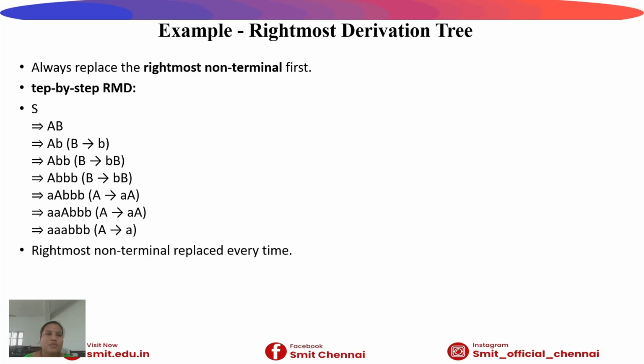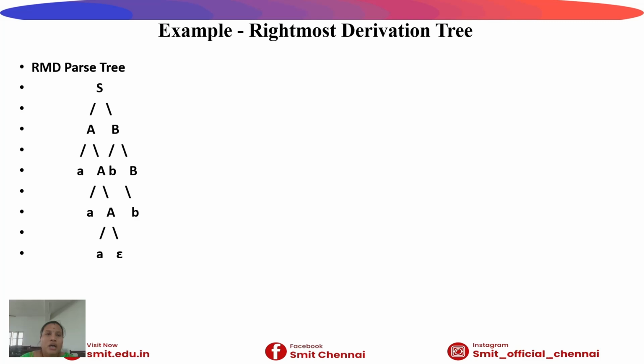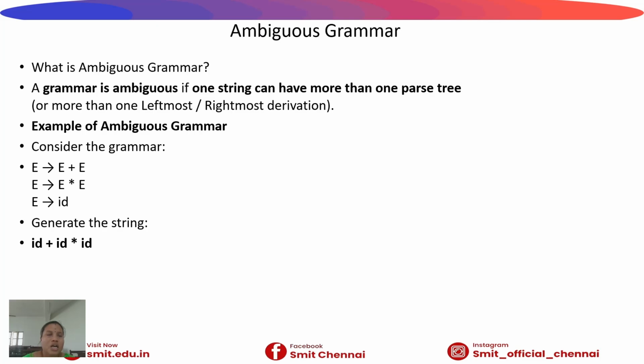For the rightmost derivation tree, the rightmost non-terminal is always replaced first. The step-by-step process is the same as we already know. The one thing to remember is that the rightmost non-terminal is replaced every time. The tree is built in the same way, and the final string is obtained.